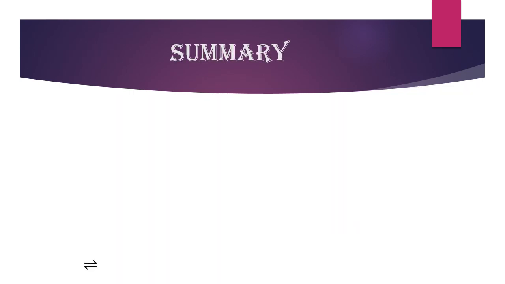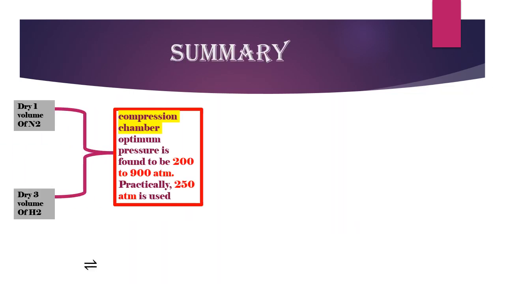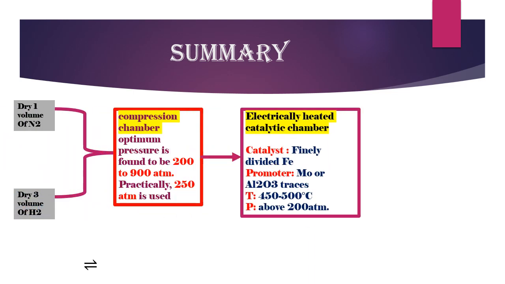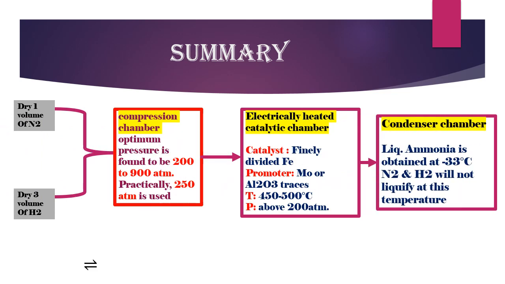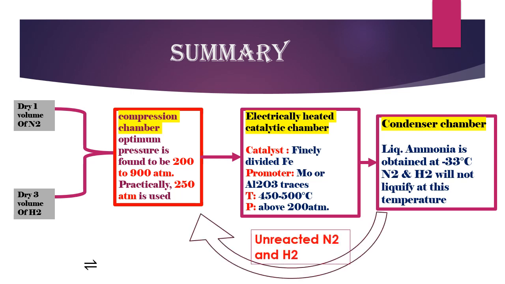To summarize the process, you will have nitrogen and hydrogen in the ratio 1:3, pure and dried. You will send it to the compression chamber where you are keeping about 200 atmosphere pressure. Then you will send it to the catalytic chamber where you do the catalytic reaction by keeping those conditions, and then finally you will send it to the condenser chamber where you remove the liquid ammonia. The unreacted nitrogen and hydrogen will be sent back to the first chamber.